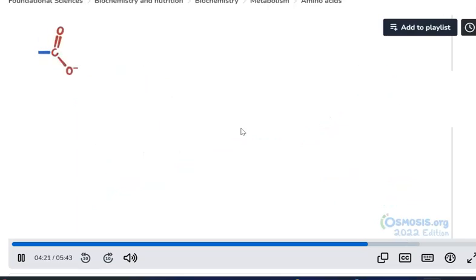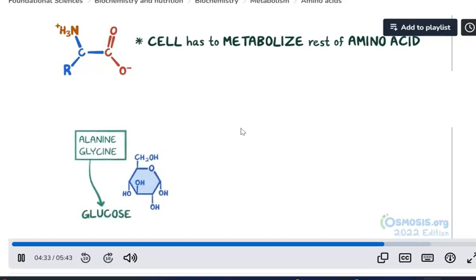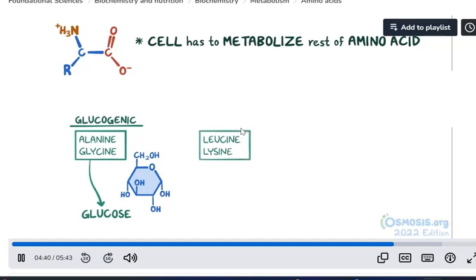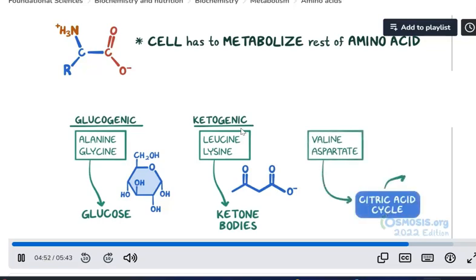Now, in addition to the nitrogen-containing amine group, the cell still has to metabolize the rest of the amino acid. Some amino acids, like alanine and glycine, serve as substrates to make new glucose, and we call those glucogenic amino acids. Other amino acids, like leucine and lysine, form alternative energy fuels called ketone bodies, and we call those ketogenic. And other amino acids, like valine and aspartate, can feed directly into the citric acid cycle and lead to the formation of energy as ATP.